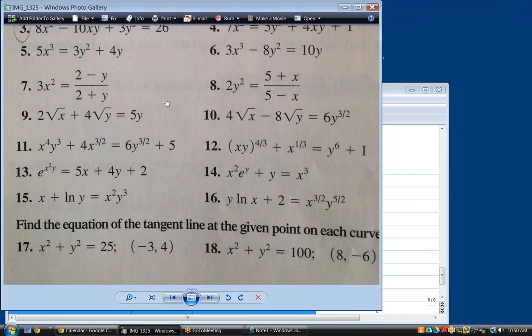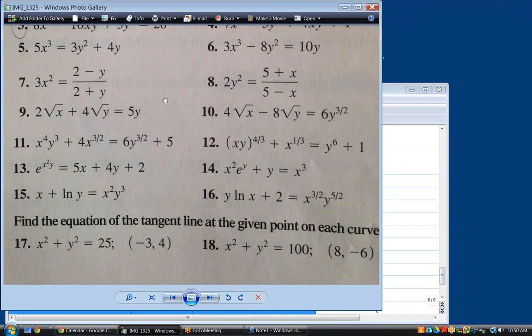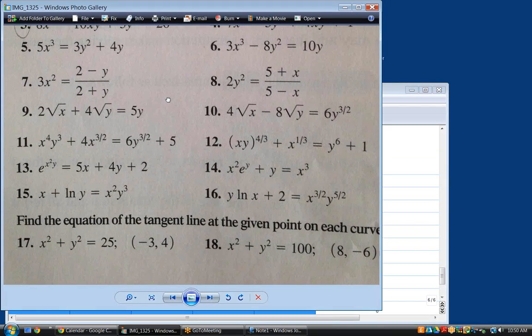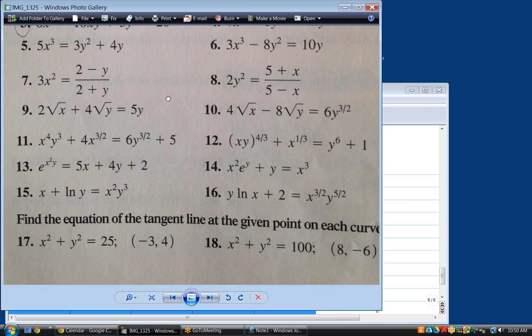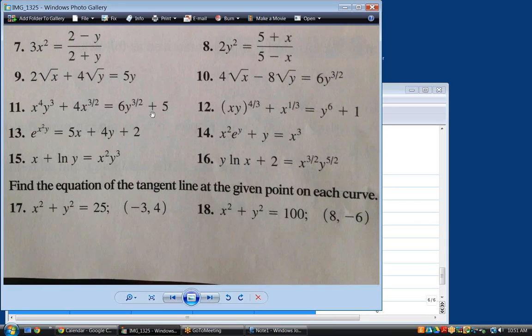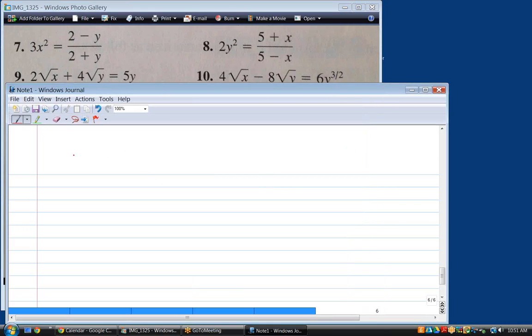All right, let's see if we can find any that are more difficult, a little stranger. Yeah, let's do 7. And then we'll jump to these others where they want the equation of the tangent line. We'll want to make sure we do at least a few of those. But 7 looks like it could be a little tough just because there's a quotient.